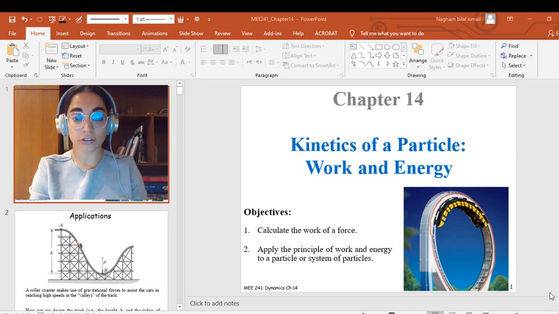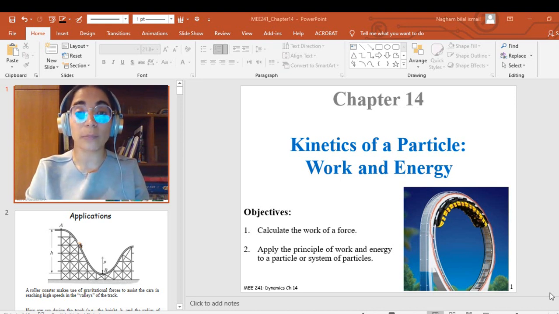In this lecture, we're gonna start a new chapter, chapter 14 in the textbook, and it's always about the kinetics of particle, but now it's about the work and energy. So, guys, previously we talked about the forces causing an accelerated motion, and we applied the Newton's second law. Now, in this chapter, we're gonna apply the principle of work and energy.